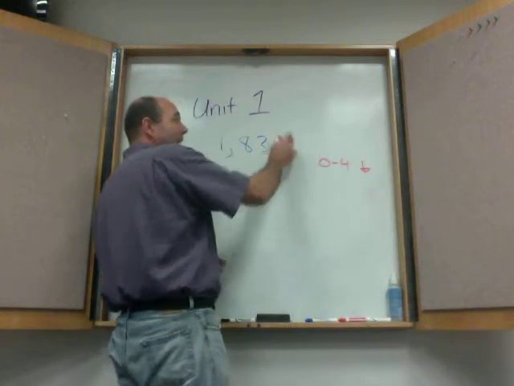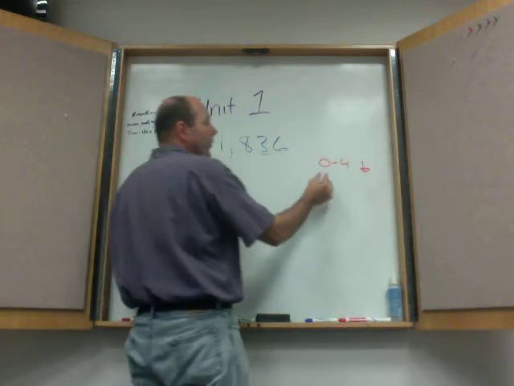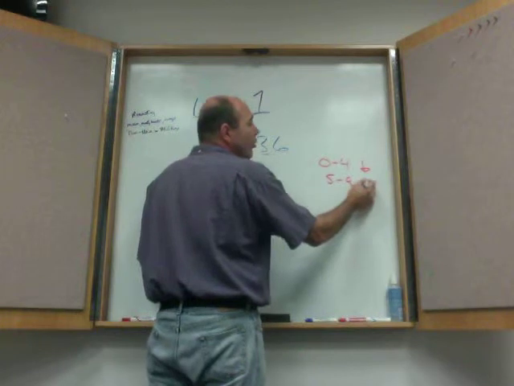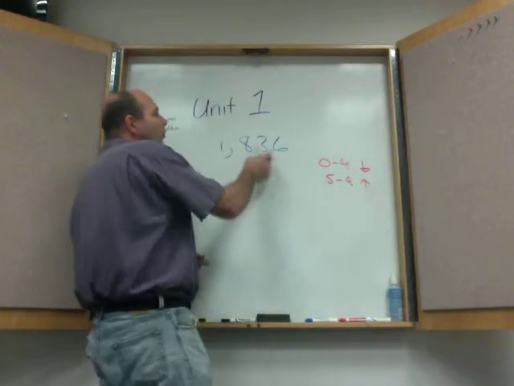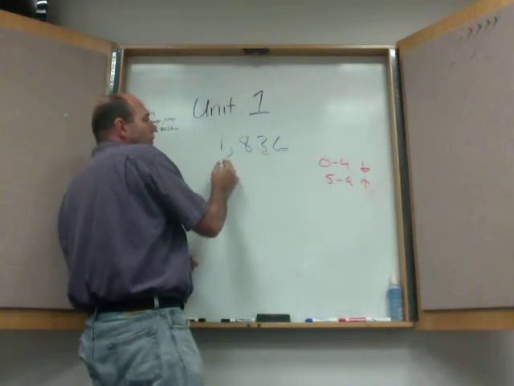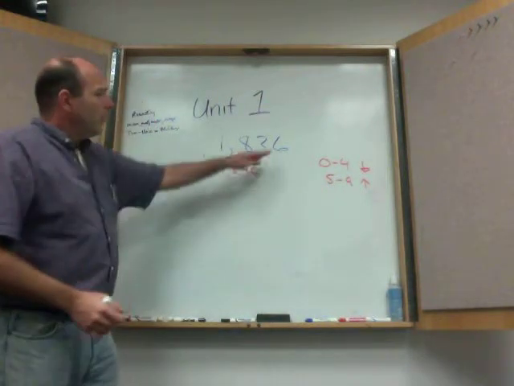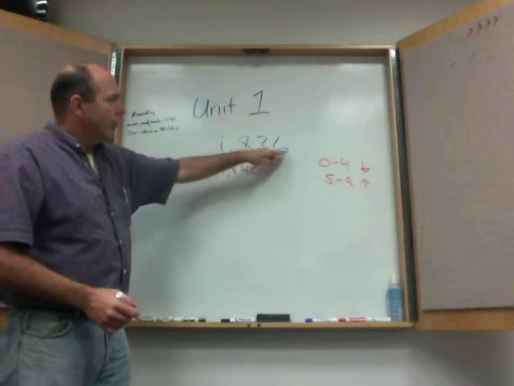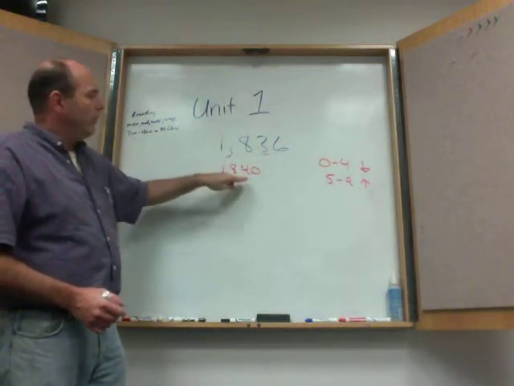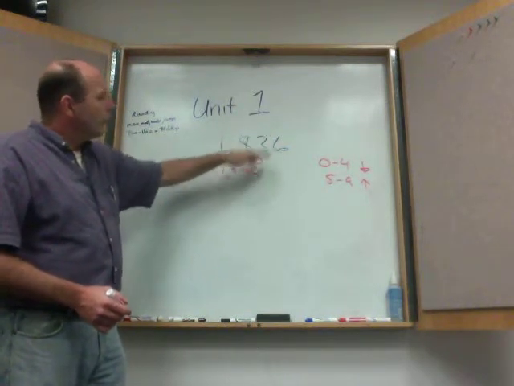But it's not 0 through 4, so I'm not going to round down. It is 5 through 9. I'm going to do what they call round up. So instead, this is closer to 1,840. Because I looked at the 6, the number to the right of the tens. They wanted me to round to the tens place. It's closer, so I'm rounding up.